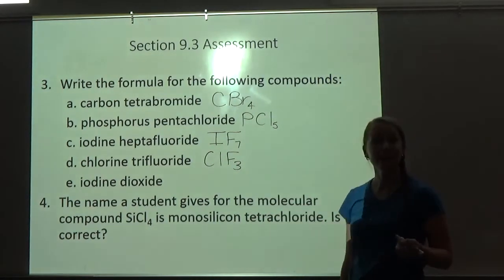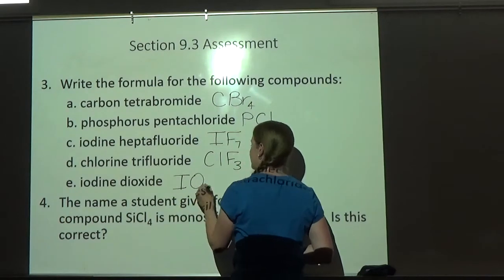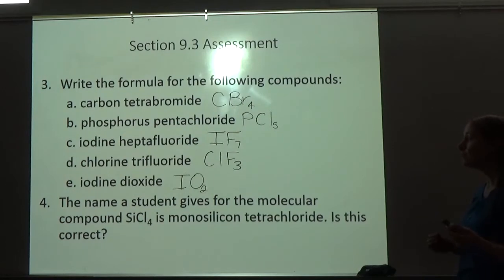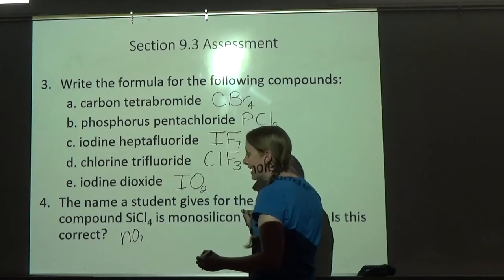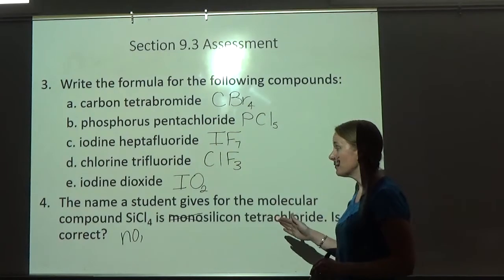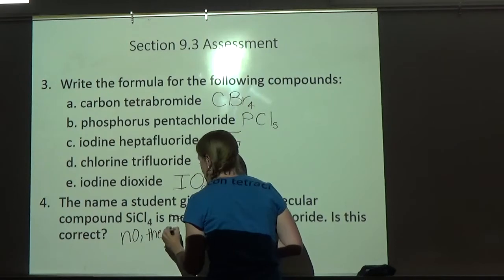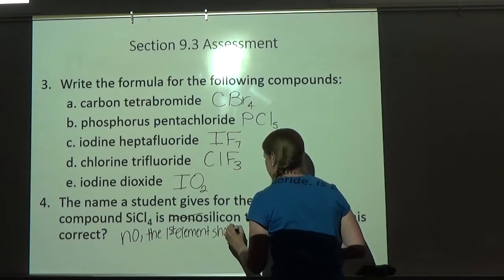And then last one is iodine dioxide. Iodine is I, oxide is O, di means 2. So number 4, it says the name a student gives for the molecular compound SiCl4 is monosilicon tetrachloride. Is this correct? Well, hopefully you realize no, it's not correct. Why? Remember, the first element should not have mono. Remember, the first element only has a prefix if it has a subscript. So no, the first element should not start with mono.